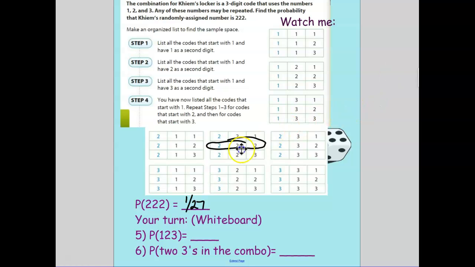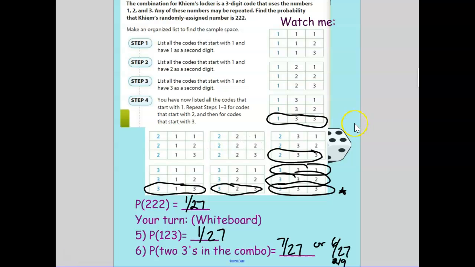So go ahead and hit pause and find the probability of having 1, 2, 3 as your combination. And then find the probability of having 2 3s in the combination. And those 3s could be anywhere, okay? But as long as there's 2 3s in the combination, like this one, for example, then that counts. So hit pause, make it happen. All right, let's see how you did.